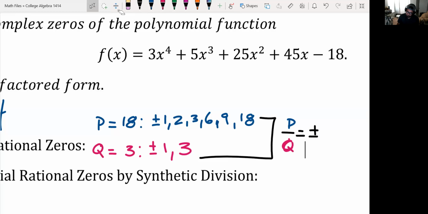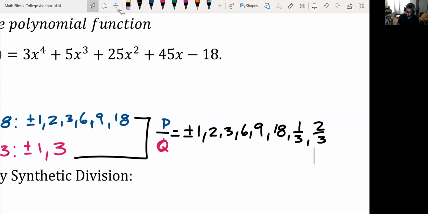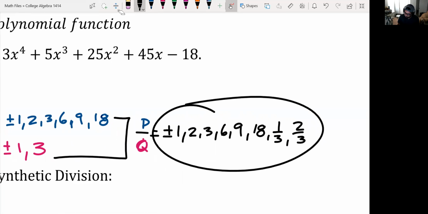And plus or minus, take all your factors of P and put them over Q. So we'll get 1, 2, 3, 6, 9, 18, and then put them all over 3. So you'll get 1/3, 2/3, 3/3, 6/3, 9/3, and 18/3. So those are our potential zeros, and we have 1, 2, 3, 4, 5, 6, 7, 8, 16 tries to get it right.